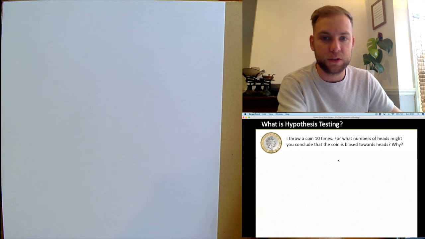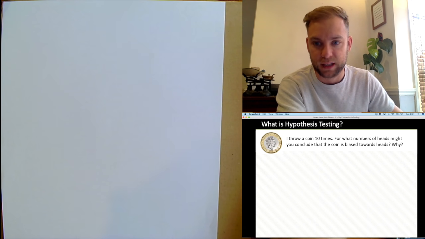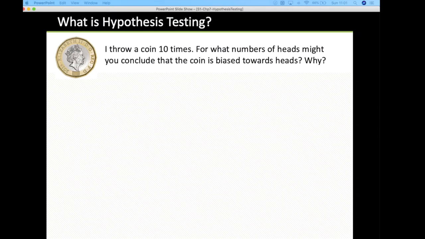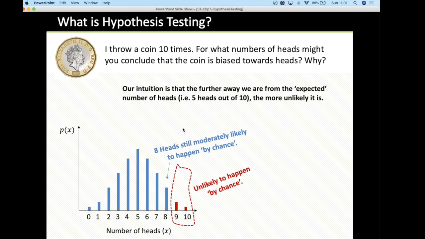I'm going to make this big for all of these because I think it's better to be able to see them. So I throw a coin 10 times. For what number of heads might you conclude that the coin is biased towards heads and why? So let's have a look at this one. Obviously our intuition is that the further away we are from our expected number of heads, i.e. 5 heads out of 10, then the more likely it is. And this makes perfect sense, really.